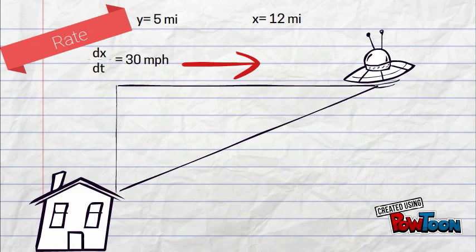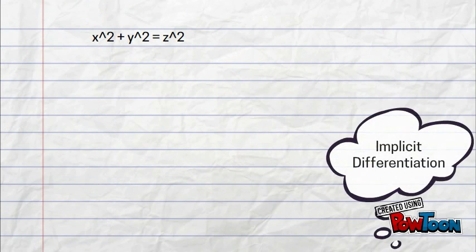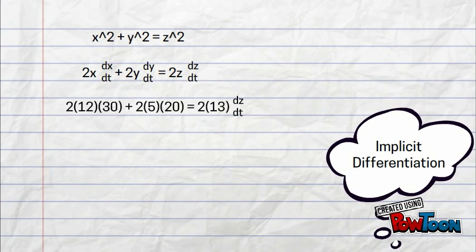Conveniently, the aliens have telepathically given Steve the information that the UFO is flying at a rate of 30 miles per hour, and the speed at which the UFO vertically abducts is 20 miles per hour. Using implicit differentiation, we can solve for the rate at which Steve is being sucked from his house into the moving UFO. Differentiating with respect to time, we get 2x dx/dt plus 2y dy/dt equals 2z dz/dt. From there, we plug in the given information and solve for dz/dt.